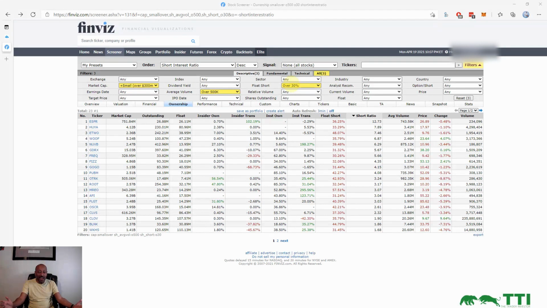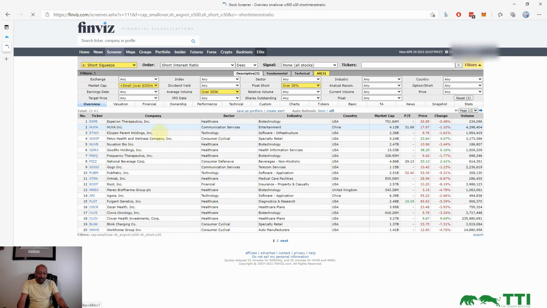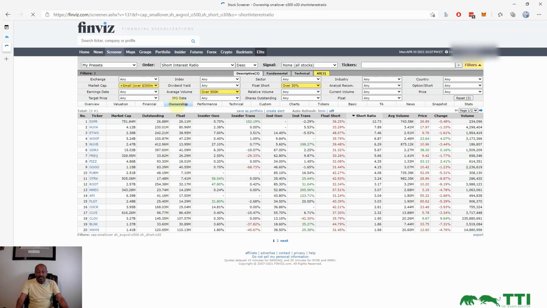But then the way I narrow it down is once you run this scan, it will most likely come to the overview tab and it gives you this list. But for me, I prefer to go to the ownership tab. And the reason I go there is because I have the short ratio also showing in that tab. And here's where the short ratio comes into the picture. And here's why you see me sorted it highest to lowest on this column.